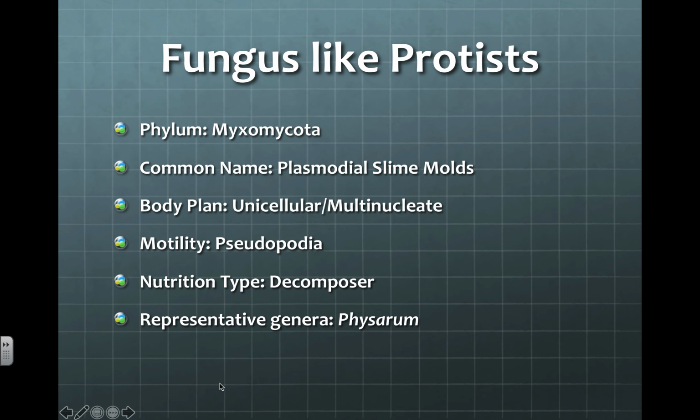Okay, to wind it up, it's Myxomycota. It's our plasmodial slime mold. Its body plan is unicellular. It's one, but they're multinucleate. They move by means of pseudopodia. They have an amoeboid type movement. They're decomposers. A representative genera is Cerium, but I'm not going to ask you for that.